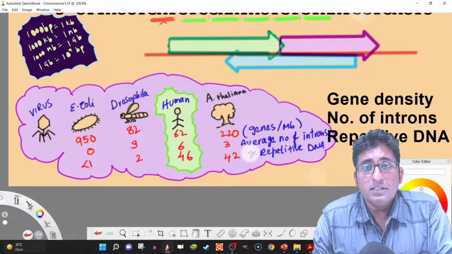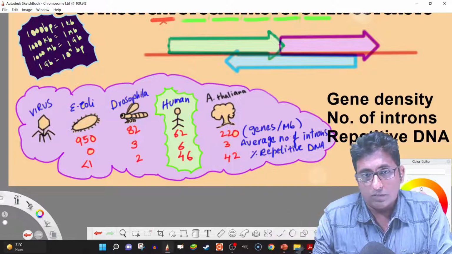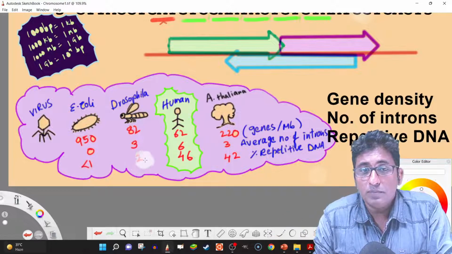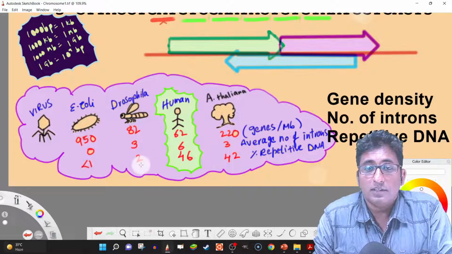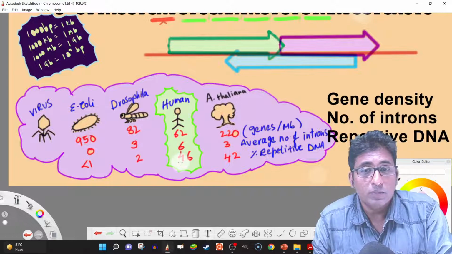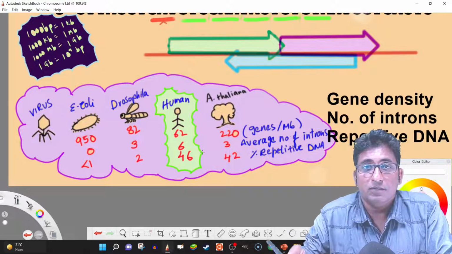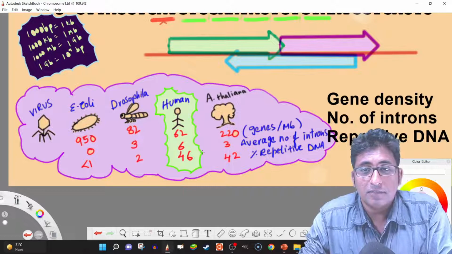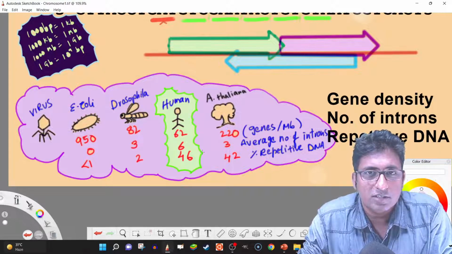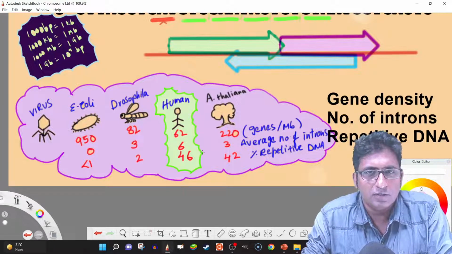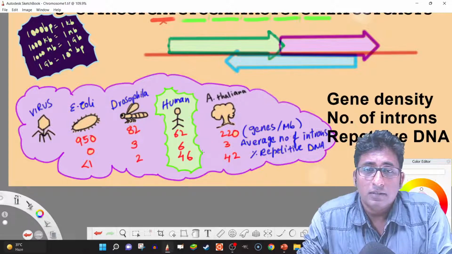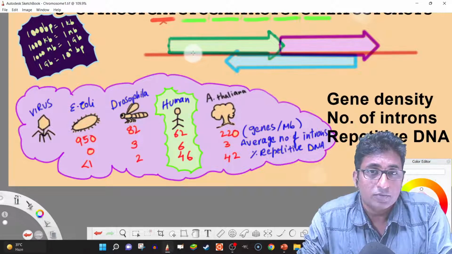And percent repetitive DNA in the whole genome: E. coli has very little of it, whereas about 2% of Drosophila could be repetitive DNA, whereas in humans and Arabidopsis thaliana it is more than 40% of the genome, which is astonishing. We don't know if it is really useful or if there is any reason for having this much repetitive DNA.